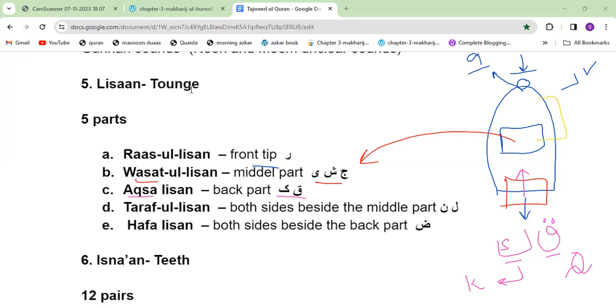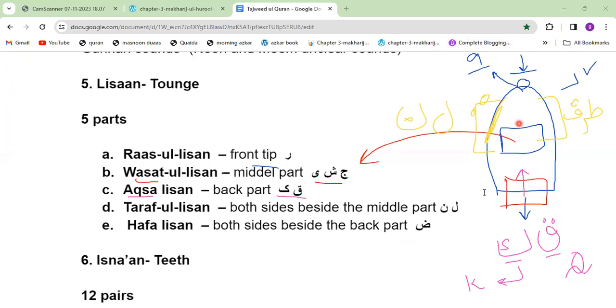One was the sides along the middle of our tongue, that was tarf al-lisan, the sides beside the middle part. And it was used to pronounce two letters, lam and noon. So lam and noon are going to be pronounced if we touch the sides of our tongue with the two teeth that are present beside our tongue. Let's discuss the teeth first, okay? Because lam and noon are going to be involving our teeth.